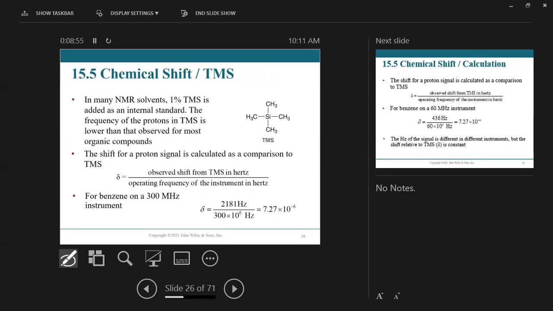It says in many NMR solvents, 1% TMS is added. Why do they add this as an internal standard? So then you have a baseline of where the peak should start off at. So the shift for a proton signal is then calculated as a comparison to the TMS. That's tetramethylsilane.